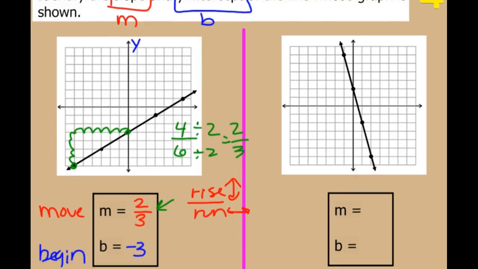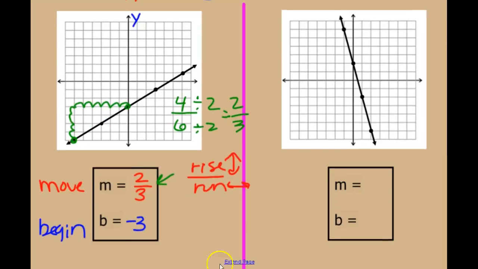Alright, last one, identifying M and B. M is how we move, B is where we begin. I'm going to start with where we begin on our y-axis. Well, here's where our line crosses the y-axis. So this is 0, we're at 1, 2, we're beginning at 2.